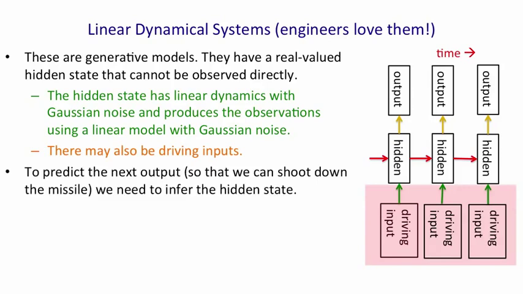To predict the next output of a system like this, we need to be able to infer its hidden state. And these kinds of systems are used, for example, for tracking missiles. In fact, one of the earliest uses of Gaussian distributions was for trying to track planets from noisy observations. Gauss actually figured out that if you assumed Gaussian noise, you could do a good job of that.